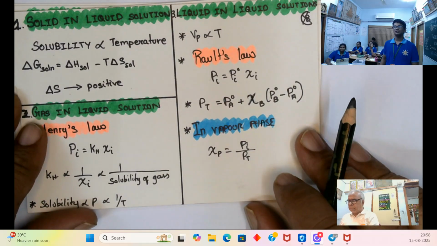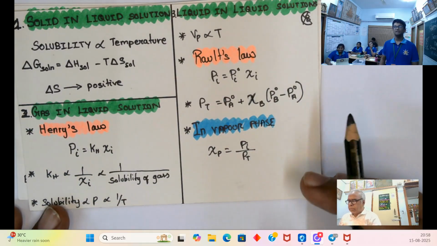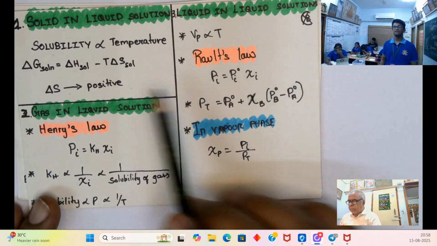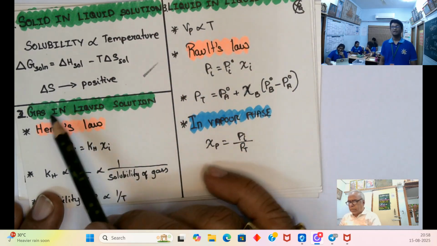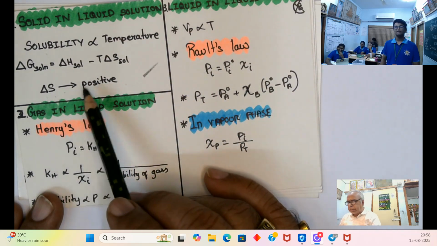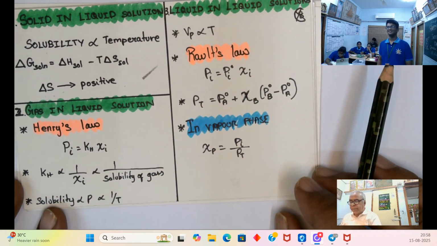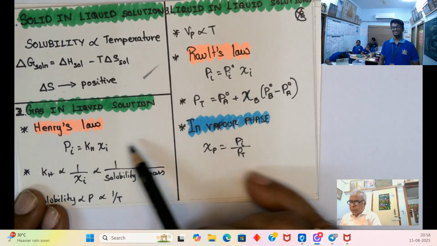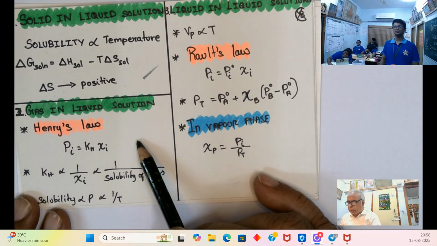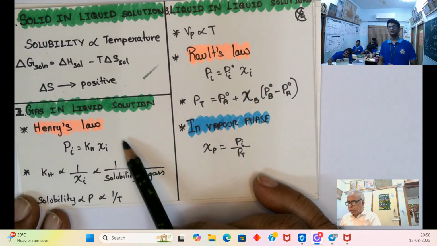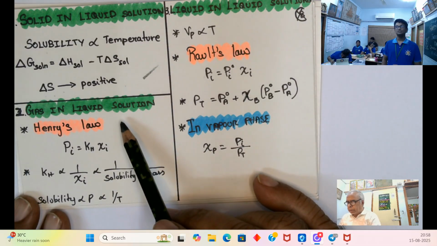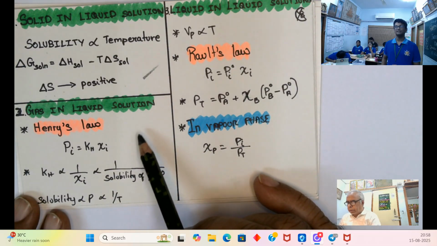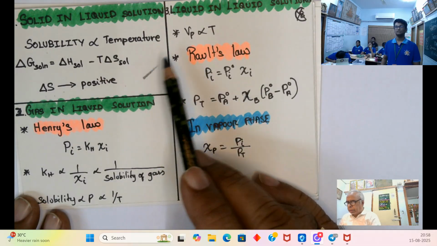And the solution is a liquid solution. Solubility is directly proportional to the temperature. And what is delta S? Change in entropy. Change in entropy is positive in solid and liquid solutions. And the del G solution is equal to del H solution minus T del S solution.